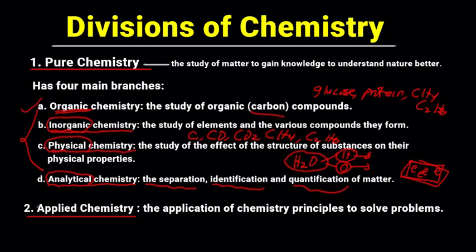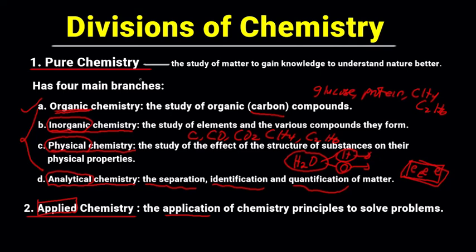All right, so pure chemistry helps us to gain knowledge to understand nature better. Applied chemistry helps us to apply the knowledge obtained from pure chemistry to solve problems. Right, to solve problems. So application of chemistry principles to solve problems is what you call applied chemistry.